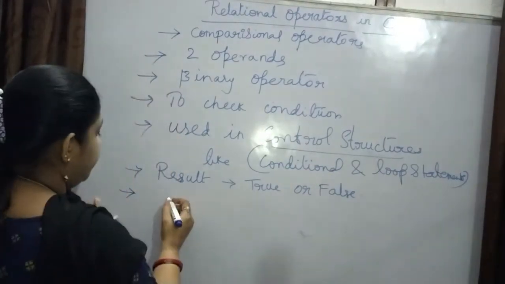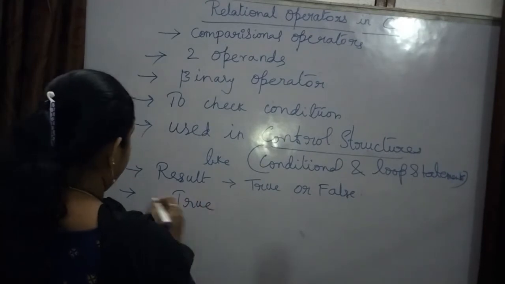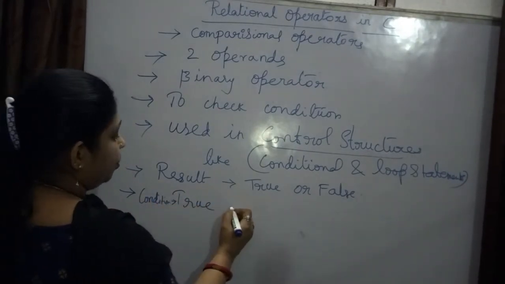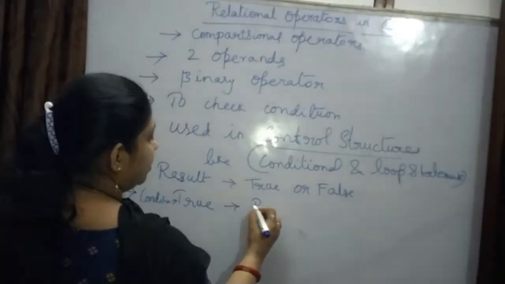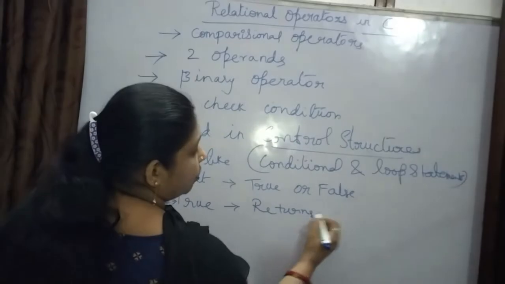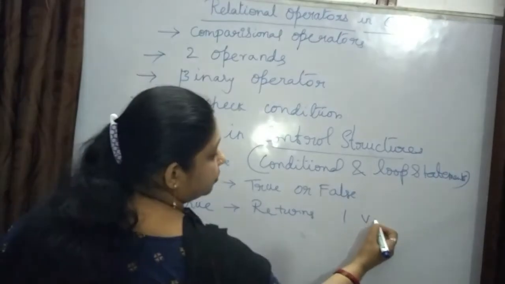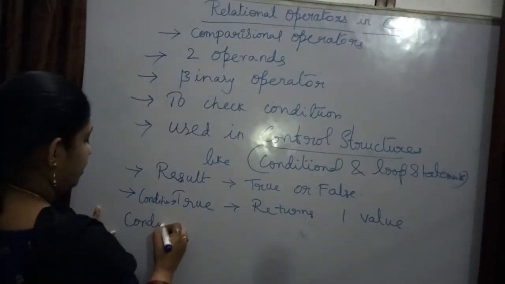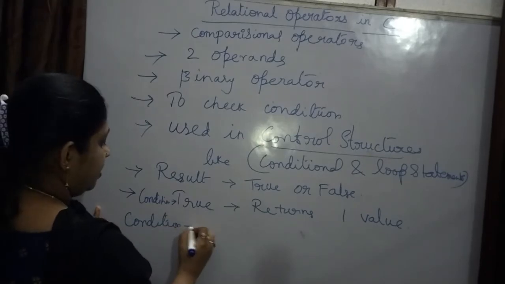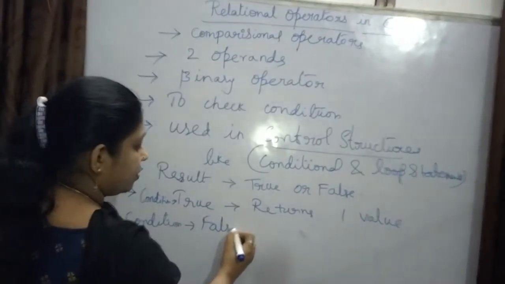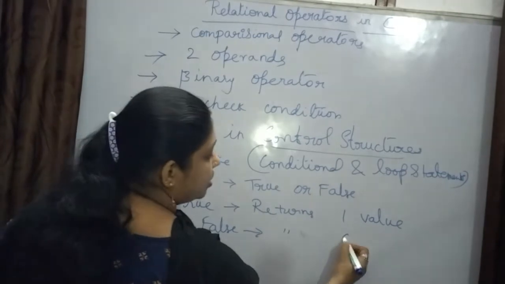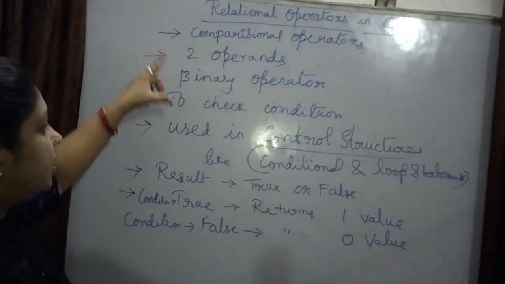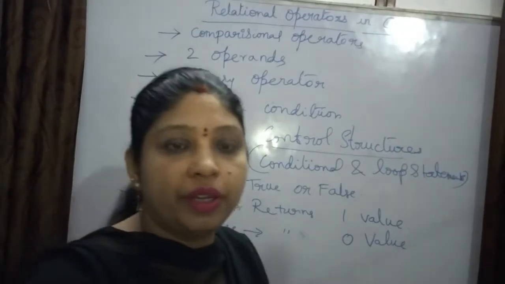If the condition is true, then it returns the value 1. If the condition is false, then it returns the value 0. So these are the things about the relational operators.